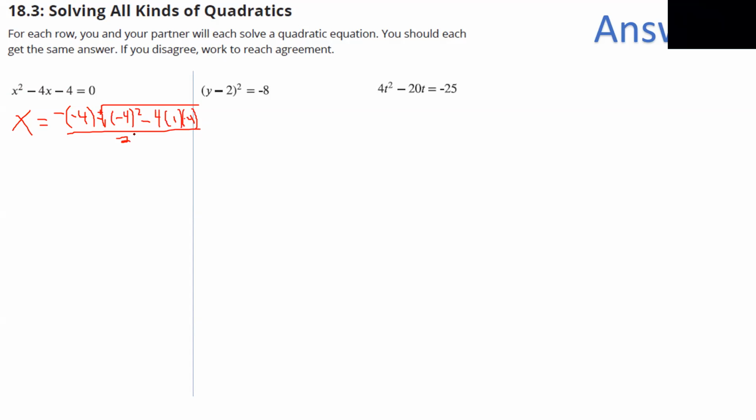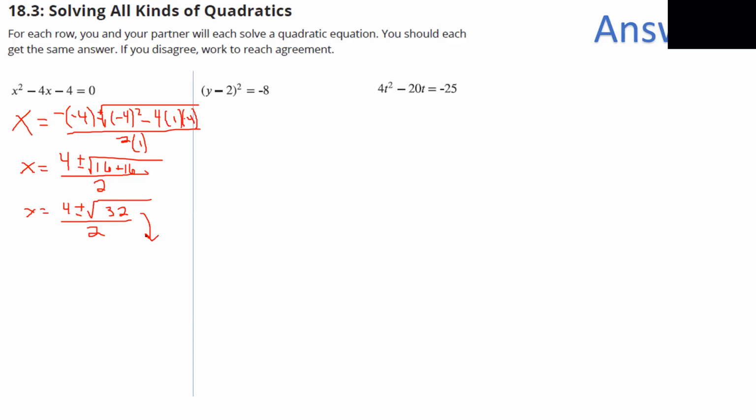All divided by 2 times A, which in this case is 1. So now we continue. A negative times a negative is a positive, so I get +4 plus or minus the square root of -4 times 1 is -4, times -4 is +16, all over 2 times 1 is 2. So I get x is equal to 4 plus or minus the square root of 32, because 16 plus 16 is 32, all over 2. Okay, you think we're done here, but we're not.